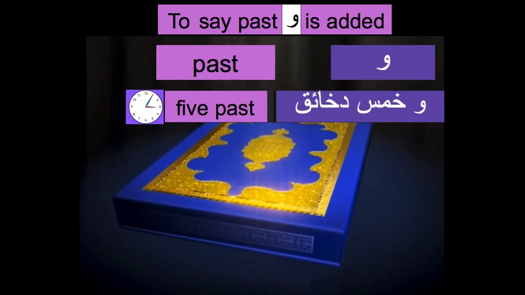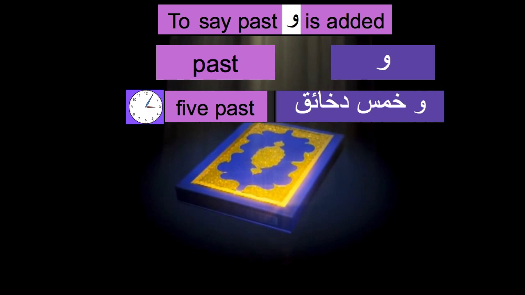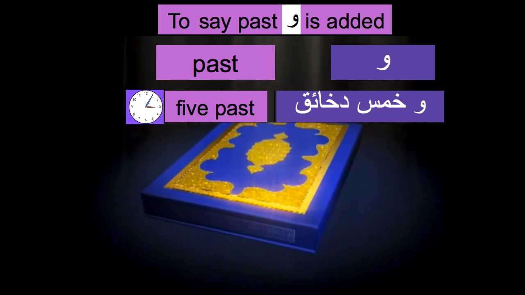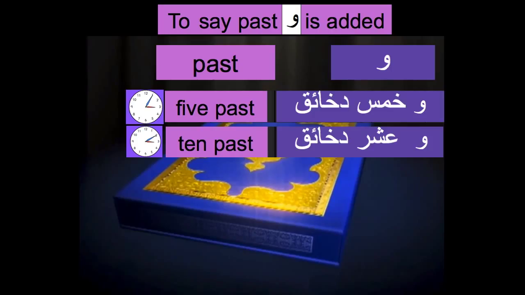Here, 5 past 3 is as-sa'atu thalithatu wa khamsa daqaiq. So you say wa khamsa daqaiq, and 5 minutes. The time is 3 o'clock and 5 minutes, but it's 5 past 3. 10 past 3 will be wa ashara daqaiq. The same number rule is applied here, but we just have to use daqaiq, which means minutes. Daqiqatun is 1 minute.